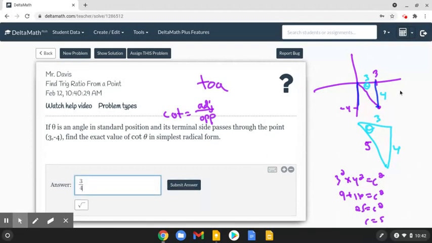Last consideration, we're in quadrant 4. Is cotangent positive or negative? Well, in this quadrant, the only positives are the cosine and the secant. So cotangent is negative. So this is going to be a negative 3 over 4.